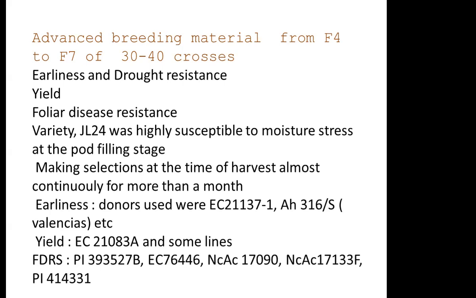For FDRS, these are the 5 lines that they have used: PA 393527B, EC 76446, NCSC 17090, and NCSC 17133F. These FDRS lines did well. These are all Valencias. These two, PA 393527B, are mostly towards Virginia. And this formed my MSc material also, the FDRS material.